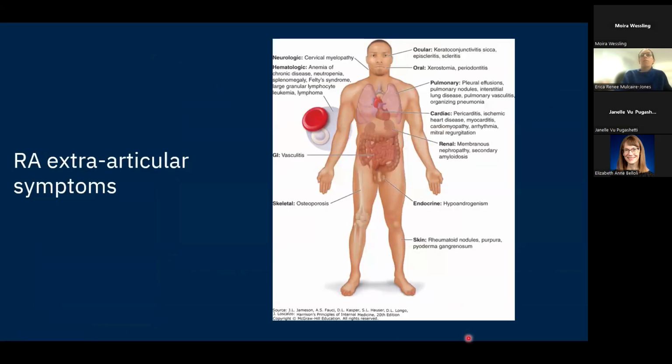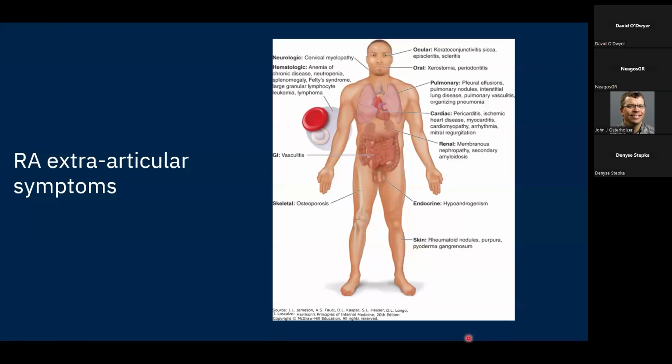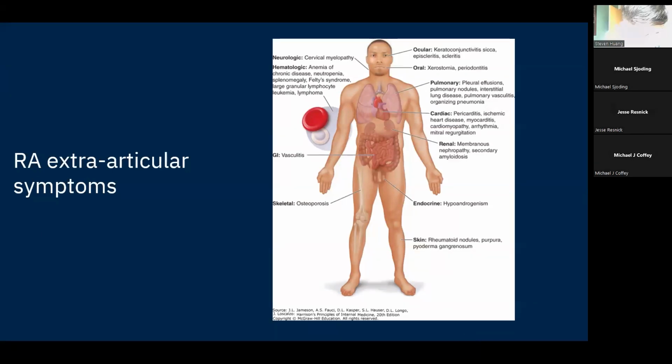And then while we know that rheumatoid arthritis certainly affects the joints, it can affect many organs outside of the joints. And I think these tend to be ignored a little bit more, but we screen our patients for a lot of these symptoms in clinic.